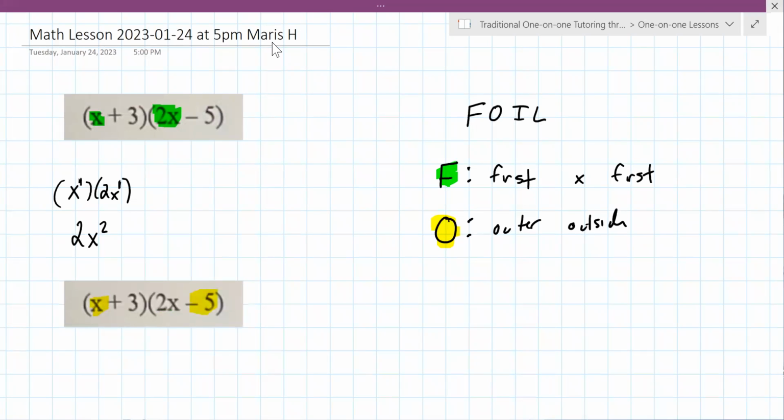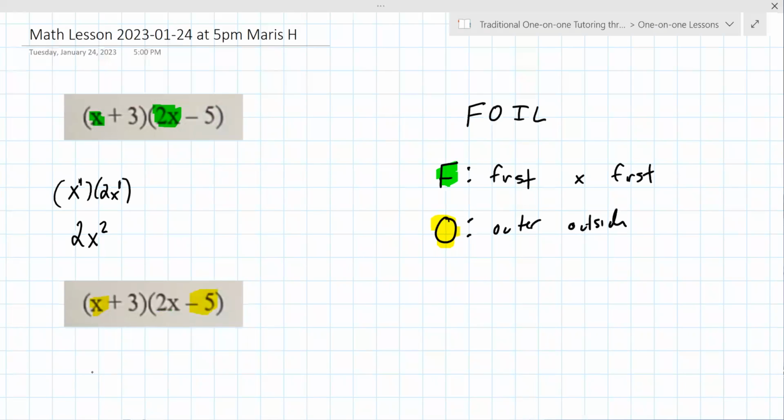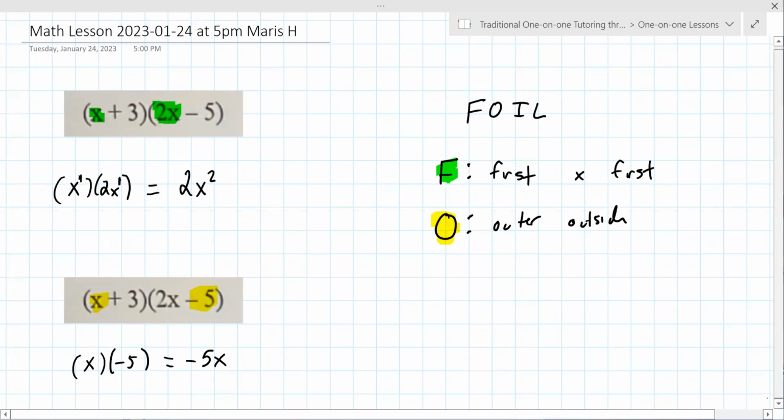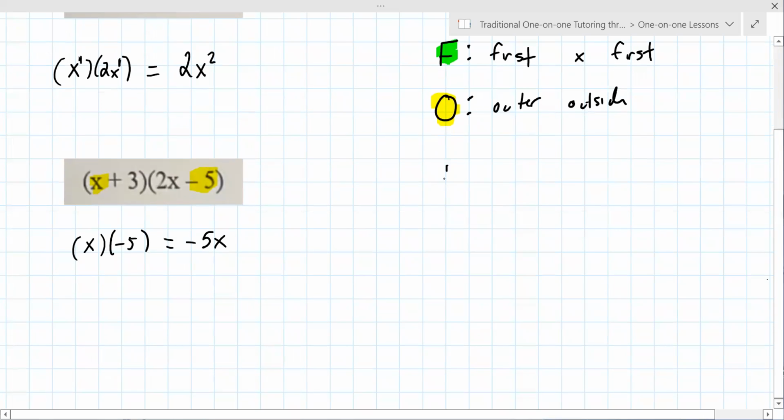All right, so you multiply x times minus 5. That sign goes with the number, okay? And that becomes minus 5x. Is that okay? Yeah. All right. And this does go faster. I mean, we just need to really break apart the first one.